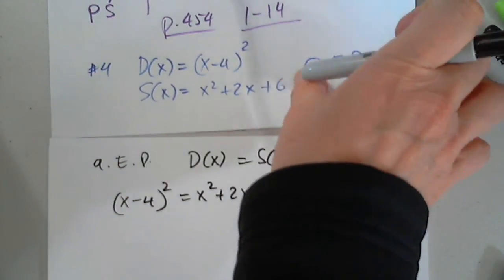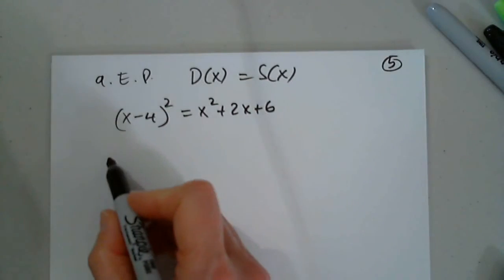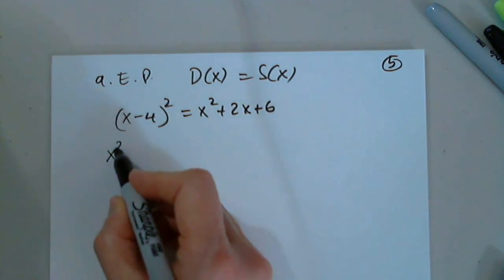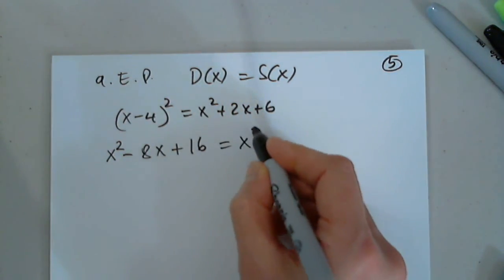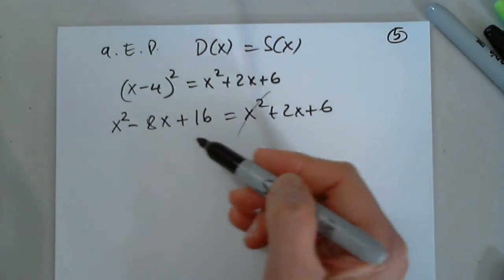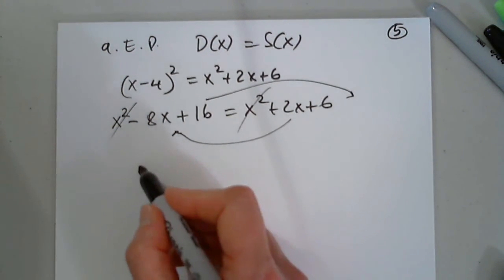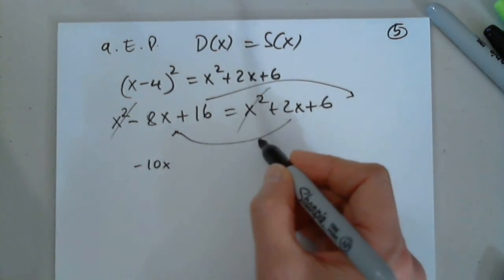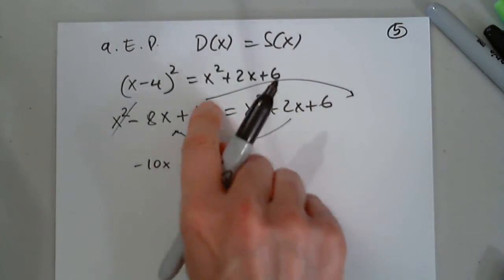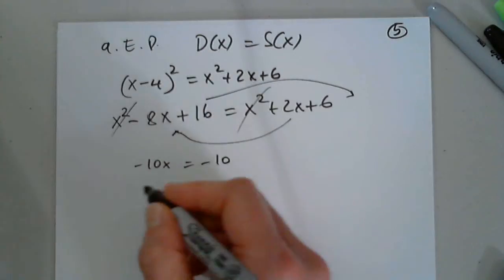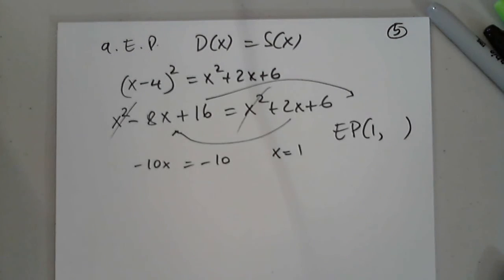Anyone can give this squared? Anyone? x squared minus 8x, very good, plus 16. Awesome. Equals x squared plus 2x plus 6. Nice. I will move this here and move this here. When I move this here, I get negative 10x. Because this was positive, I move it to the other side, I change its sign. It was 16, I move it to the other side, it gets negative 16 plus 6, negative 10. Very nice. x equals 1. So the equilibrium point has x equal to 1.